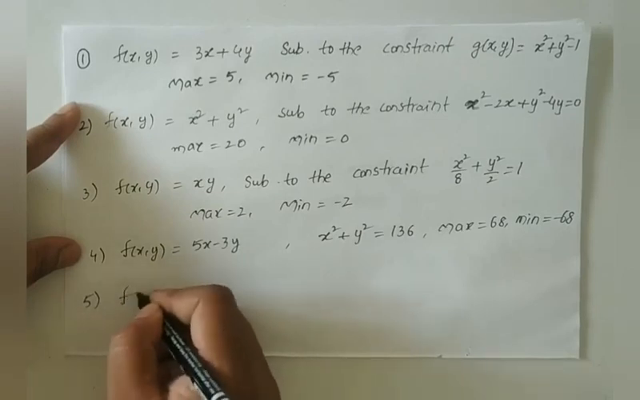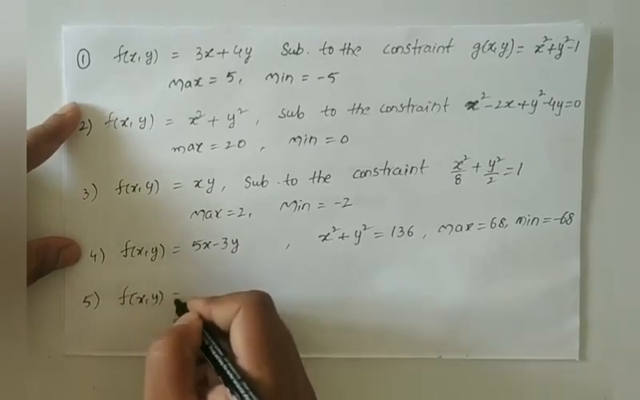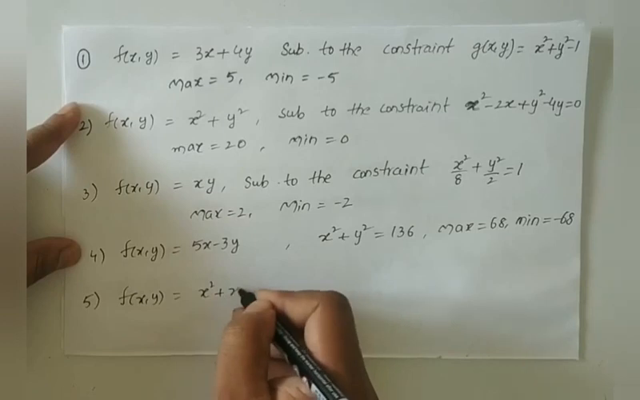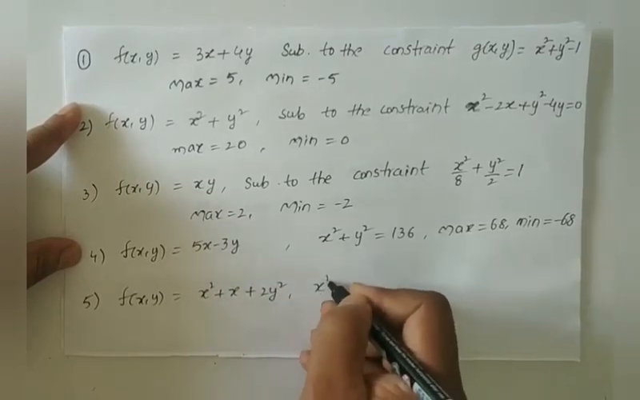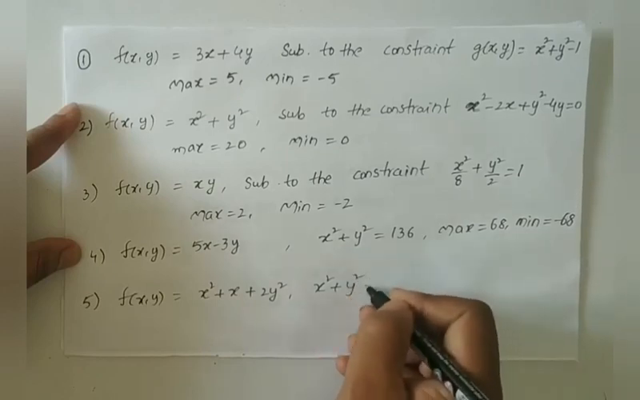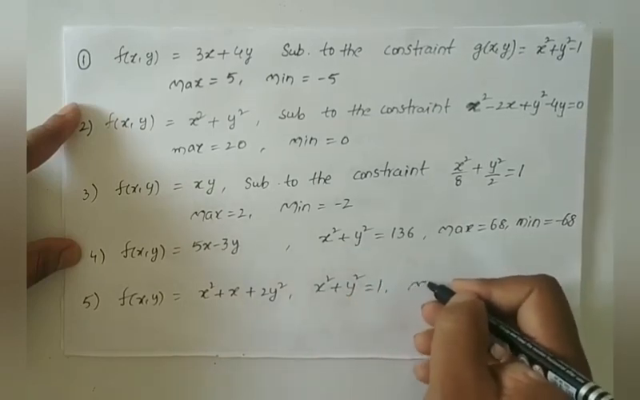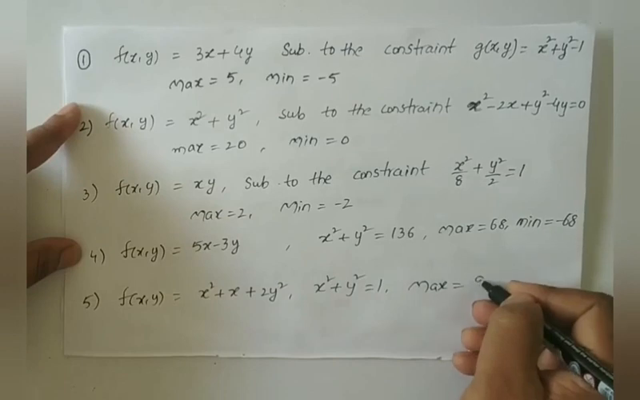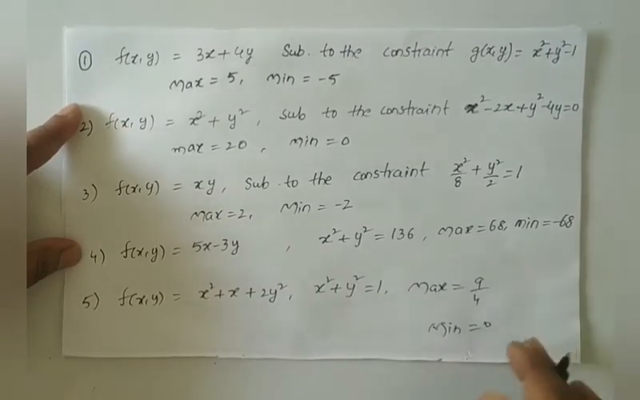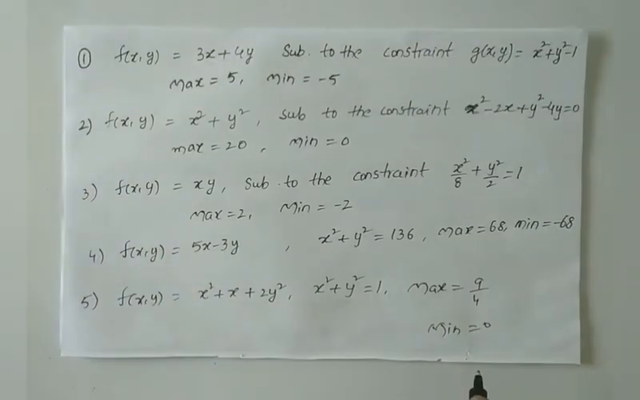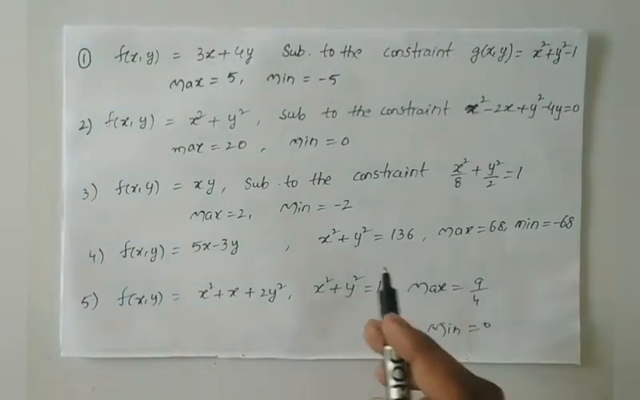Fifth one, f of x comma y is equal to x square plus x plus 2y square. The constraint is x square plus y square is equal to 1. What is the answer? Maximum 9 by 4, minimum 0. Please do all these problems, very simple.